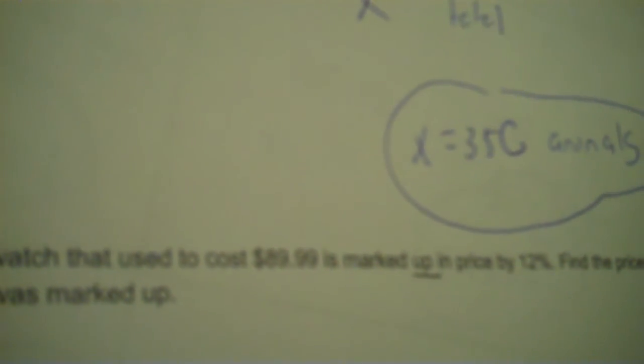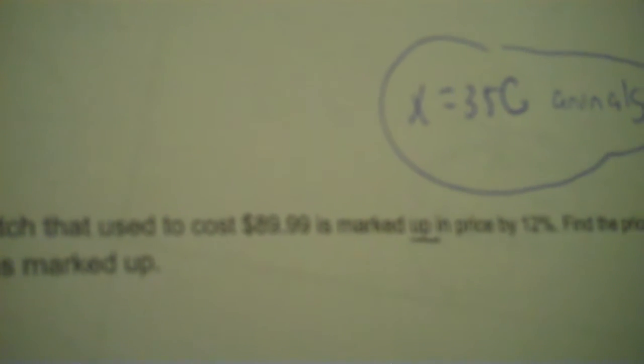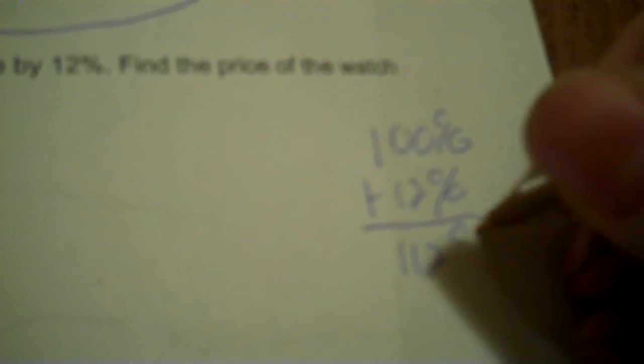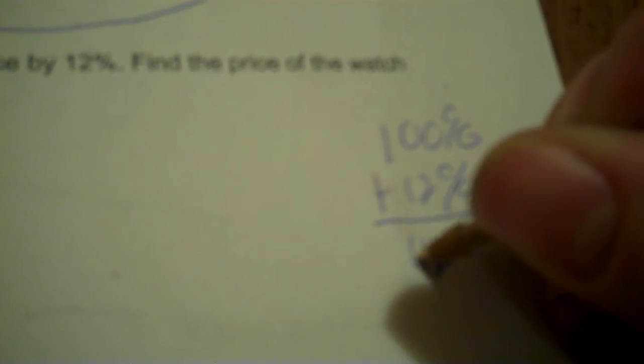Okay, number 12, a watch that used to cost $89.99 is marked up in price by 12%. Find the price of the watch after it was marked up. Now, it doesn't say 12% of, so it doesn't go over 100. We take 100%, but then up 12 means you add 12%. 112%, move the decimal twice to the right, and it's 1.12.